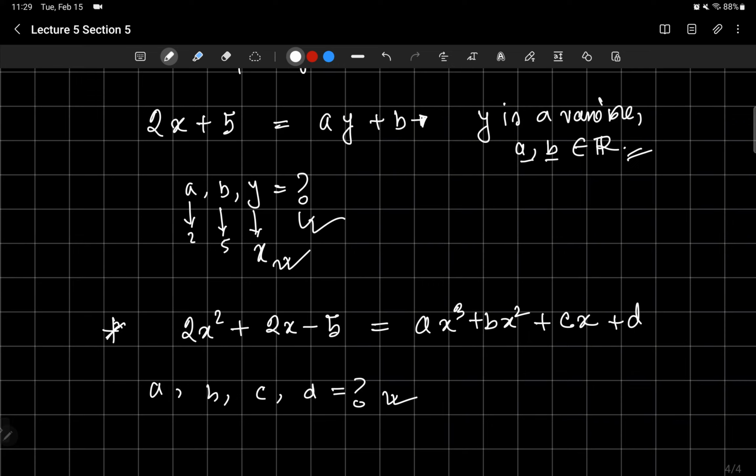Okay, so let me give you the answer first and explain the reasoning. For this example, a is 0, b is 2, c is 2, d is minus 5. Well, how do I know? Well, look at these variables and their powers.